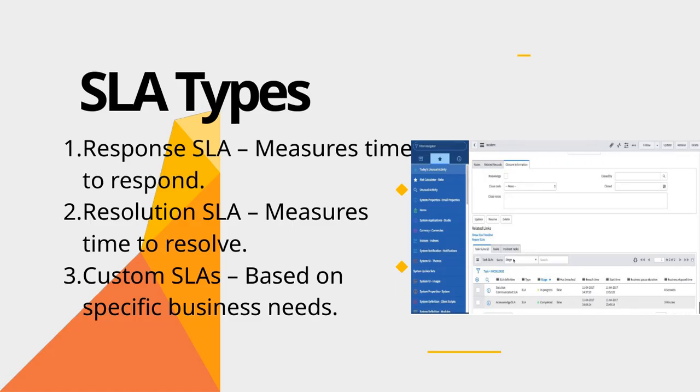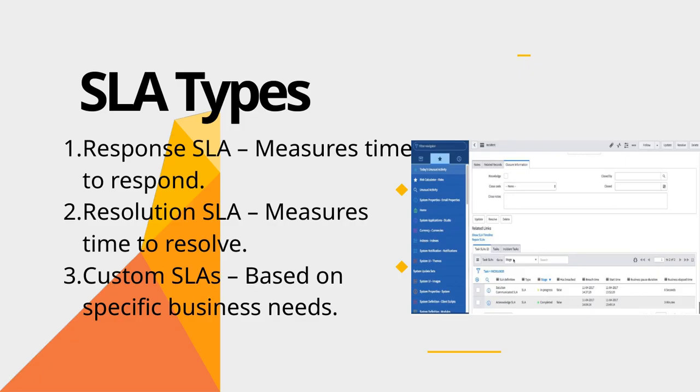Let's take a closer look at the different types of SLAs. First up is the response SLA, which is all about measuring the time it takes to respond to a request or issue. This helps ensure that we're addressing concerns promptly and maintaining good communication. Next is the resolution SLA, which focuses on the total time it takes to fully resolve an issue. This is important because it reflects how efficiently we're able to fix problems and get things back on track.